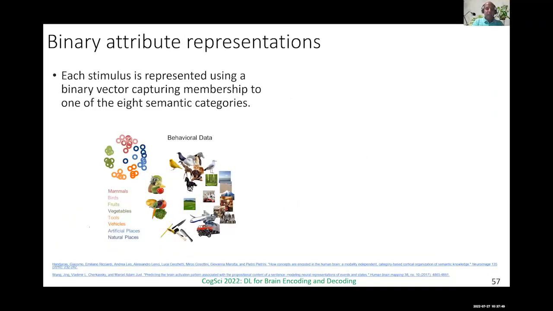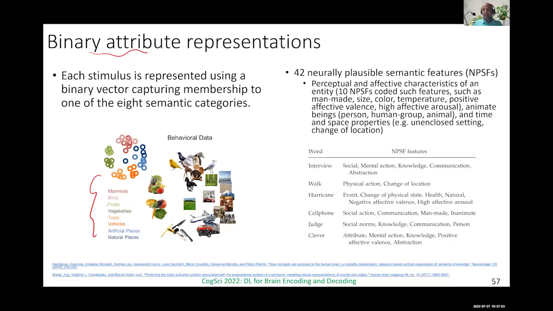Some folks have also used binary attributes, asking whether this word is related to any of these categories, taking these neurally plausible semantic features and checking if the stimulus relates to any of those features.